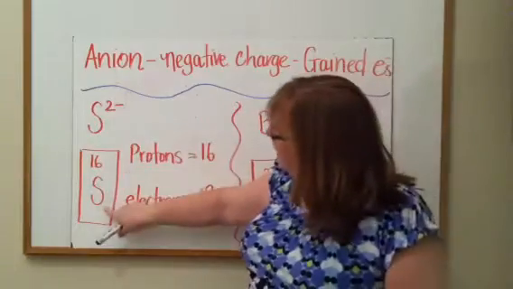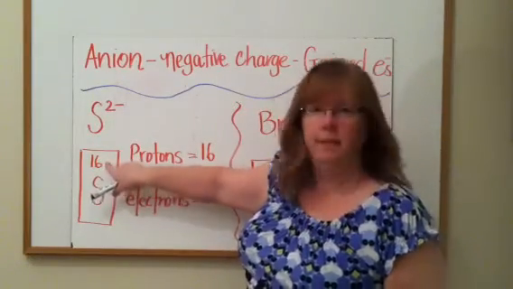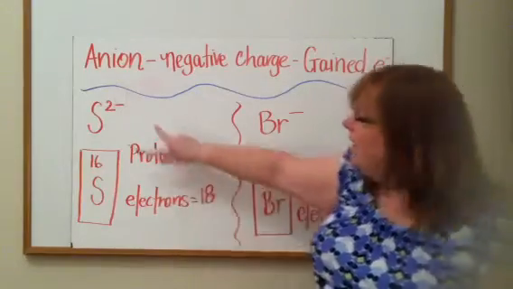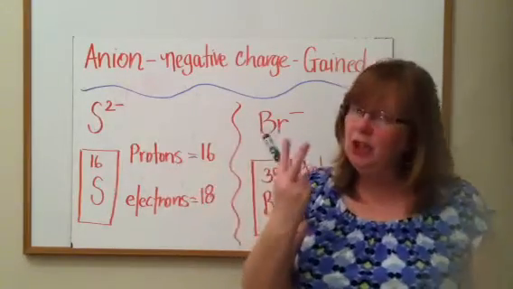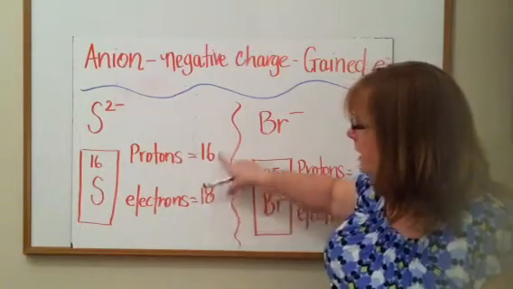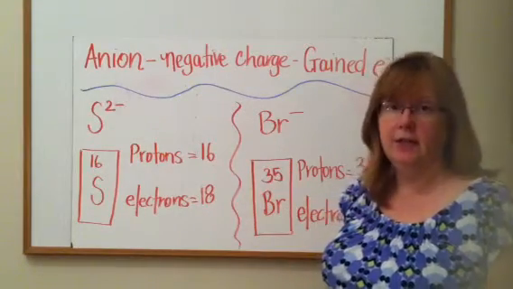If we go to our periodic table, we see that sulfur has an atomic number of 16. Therefore, it has 16 protons. With that negative 2 charge, it means it gained 2 electrons. There are 2 more electrons than protons, so we have 18 electrons.